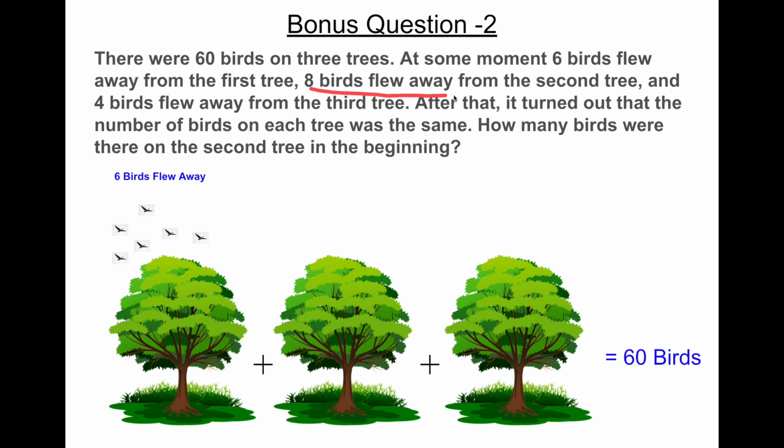Now 8 birds flew away from the second tree. So how many birds are left now? 54 minus 8 gives us 46 birds. 4 birds flew away from the third tree. So how many birds are left now? 46 minus 4.